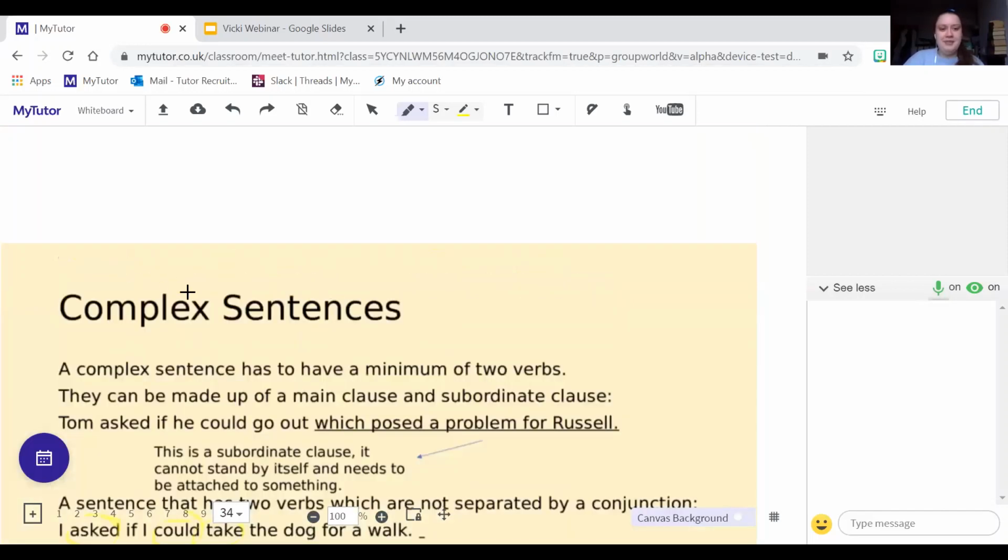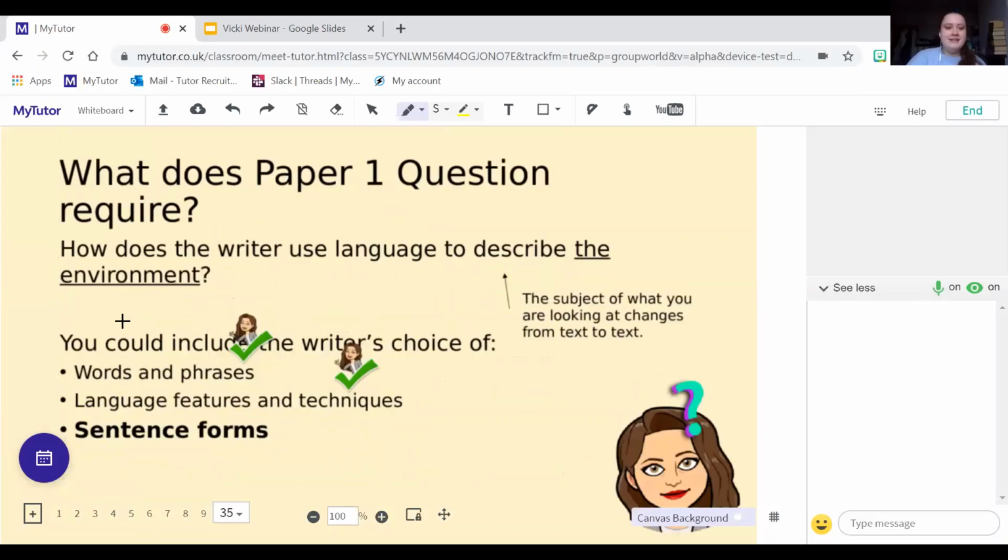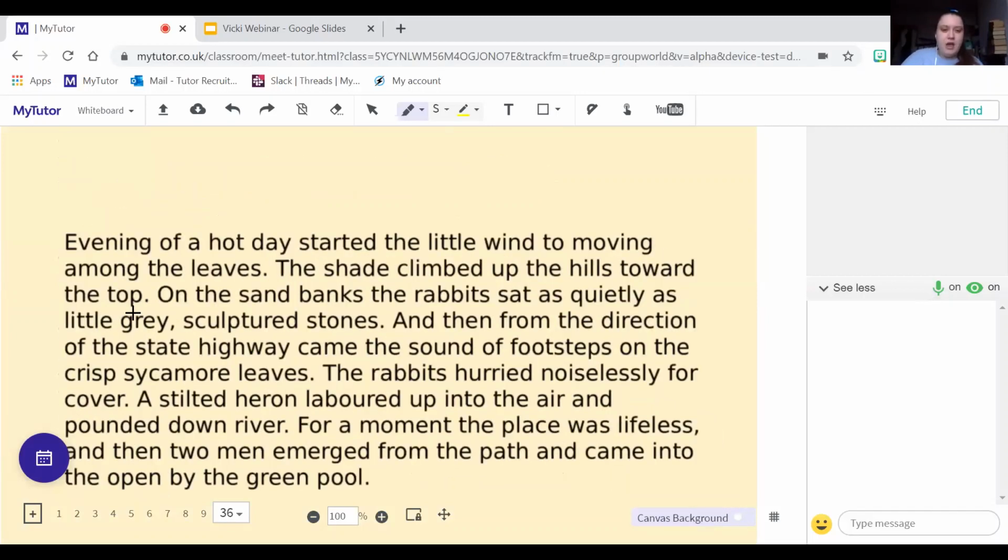There we go. Okay, so let's have a brief look at sentence forms to round off the session, and then we'll go through loads of questions for you. So I've picked out this one here. So the rabbits hurried noiselessly for cover. So we've only got one verb here, hurried.